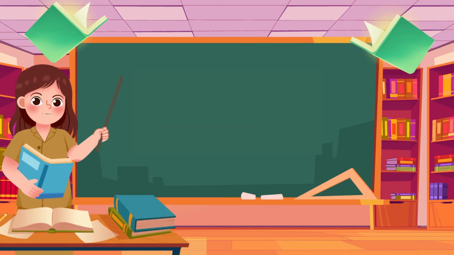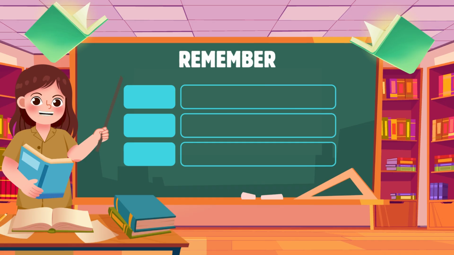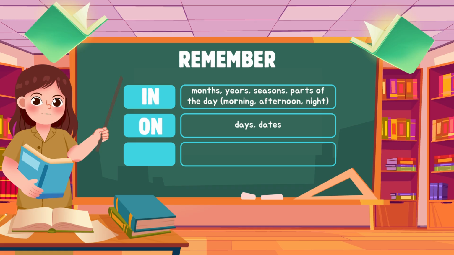Before we say goodbye, let's take one last look at our remember board so you can keep these rules in mind. Use in for big periods of time, like months, years, seasons, and general parts of the day. Use on for medium time, like days of the week and specific dates. And finally, use at for exact clock times and specific moments in your day.